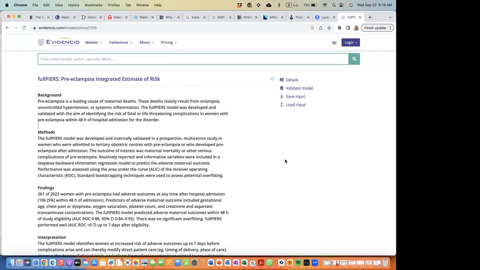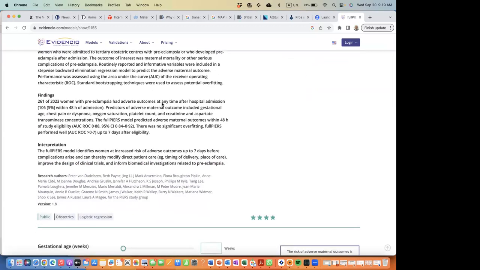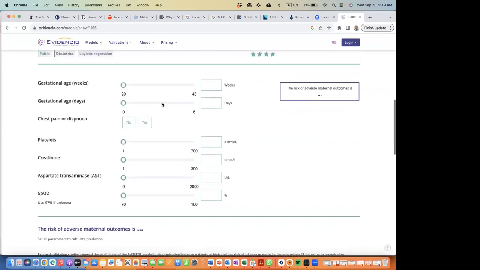Anyway, this is a site called Evidencio, you note it down, EVIDENCIO. You go onto that and then it will usually give you full PIERS. Leave out full, the rest, PIERS: P stands for preeclampsia, I for integrated, E for estimate, and RS is risk. So preeclampsia integrated estimate of risk.